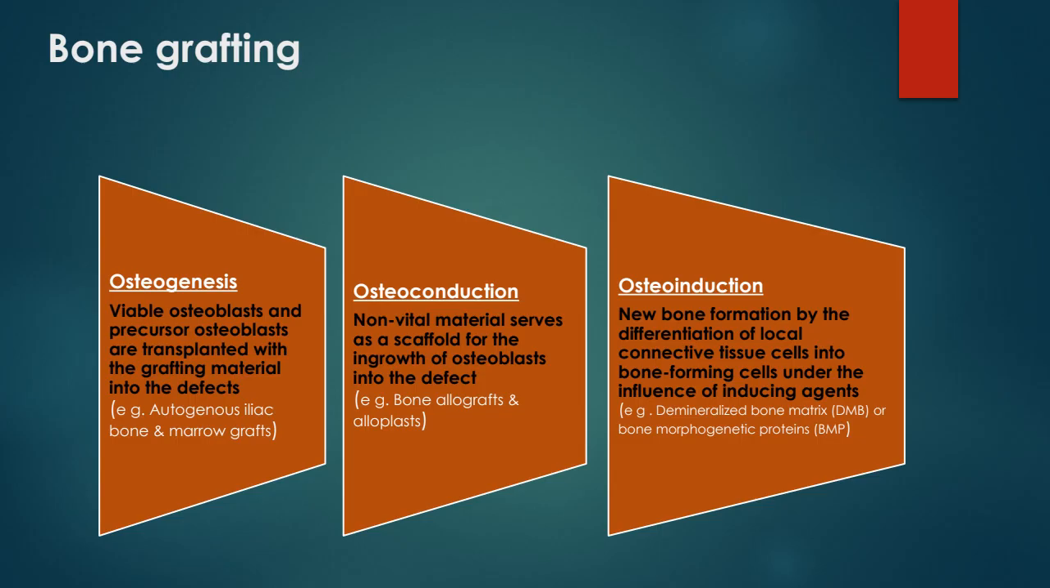What about osteoinduction? فاكرين لما قلت لكم البون مورفوجينيك بروتين ممكن يتوفر على شكل منتج تجاري لو حطيناه في السايت ممكن stimulate الstem cells اللي موجودة في البلد وفي السايت the location itself to form new bone. So new bone formation by the differentiation of local connective tissue cells or cells from the blood into bone forming cells under the influence of an inducing agent اللي هو الهرمون هذا. Okay. هذا يعتبر علاج نوعا ما حديث في البون grafting.